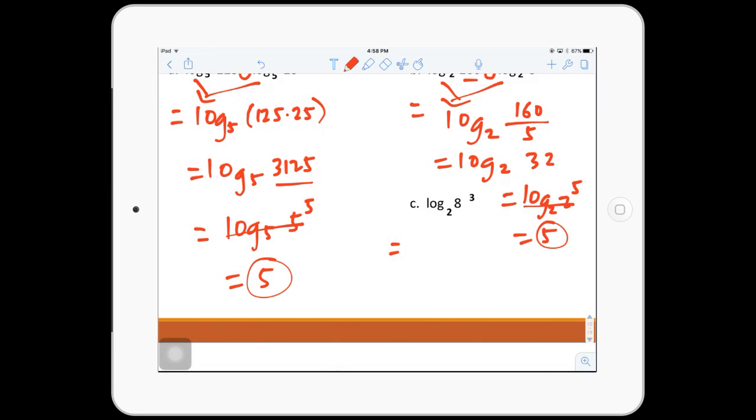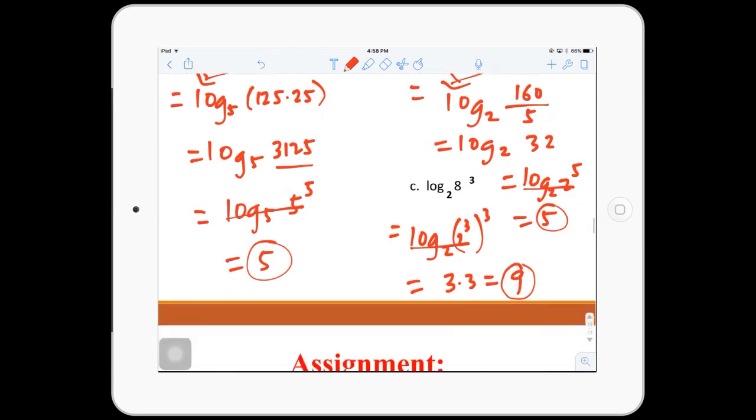Part C, again, this is one of those power ones, so you can either bring the 3 to the front or you can do the problem the way it is. Let me just try doing it the second way. We're going to rewrite 8 as 2 to the 3rd, and then don't forget we have a 3 here. Log 2 of 2 cancels out, so you have 3 times 3, which is 9, again, the answer.